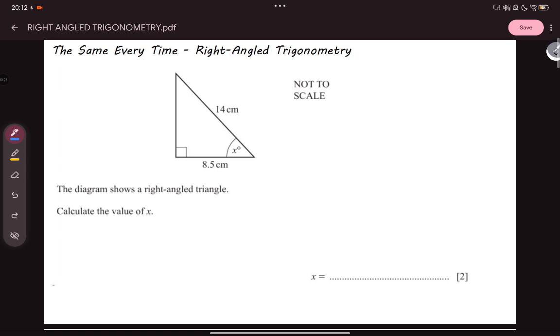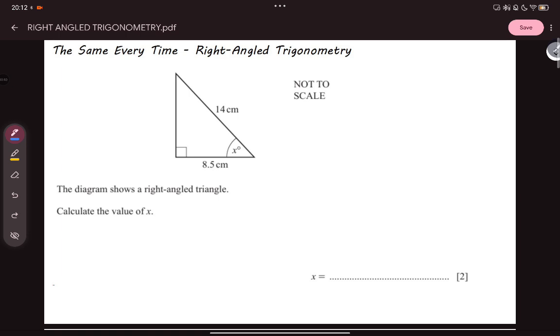We're looking at right-angled trigonometry. So a trigonometry question will involve a right-angled triangle, and they will be asking us to find either a missing side or a missing angle. So in this first video, we're going to be looking at how to find missing angles.